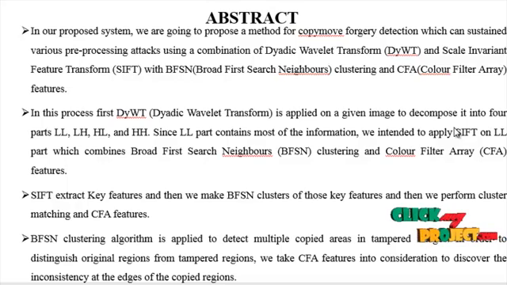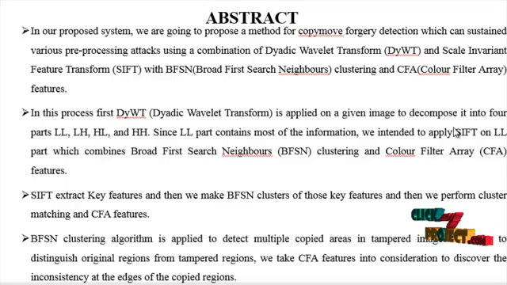So in our proposed system, we are going to propose a method of copy-move forgery detection which can sustain various pre-processing attacks using a combination of DyWT, that is the dyadic wavelet transform, and scale invariant feature transform, that is SIFT feature extraction, with BFSCN, that is breadth first search neighbors clustering, and CFA. CFA means color filter array feature. So these are the main important processes in the proposed system.